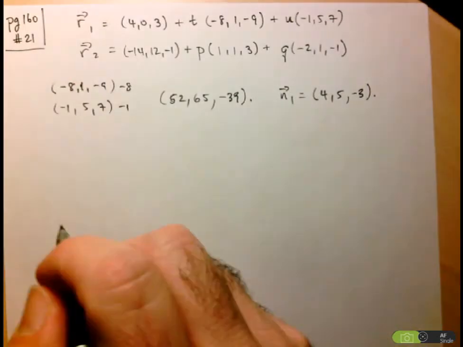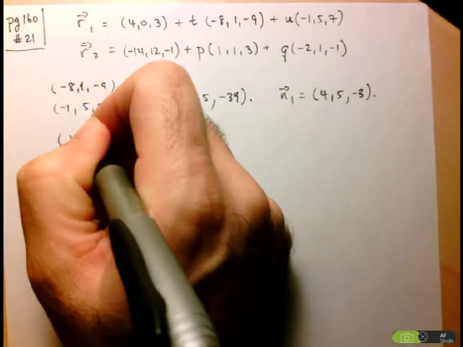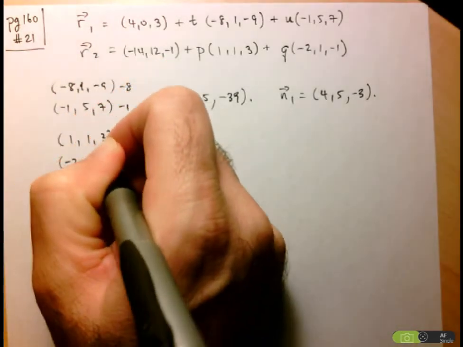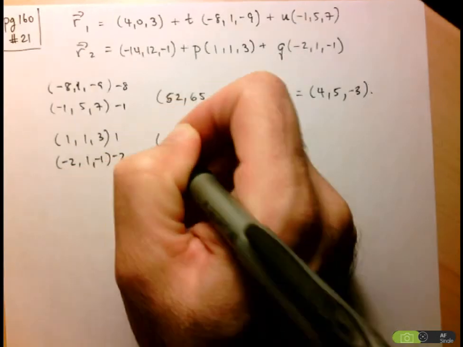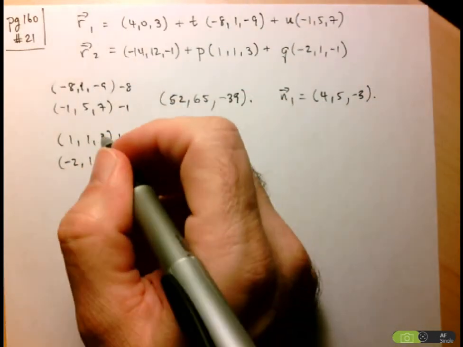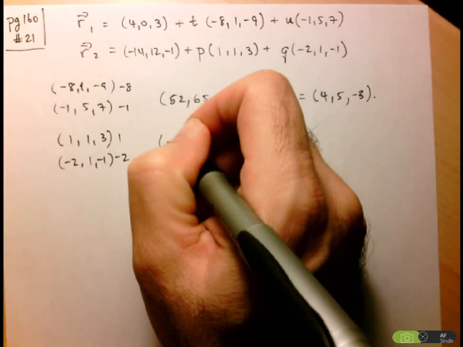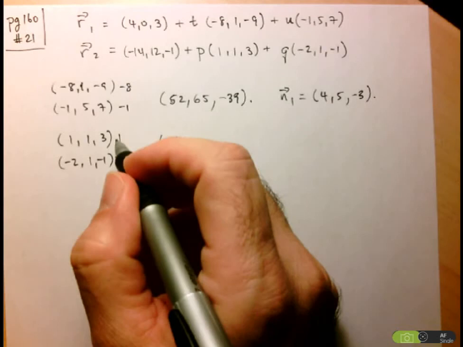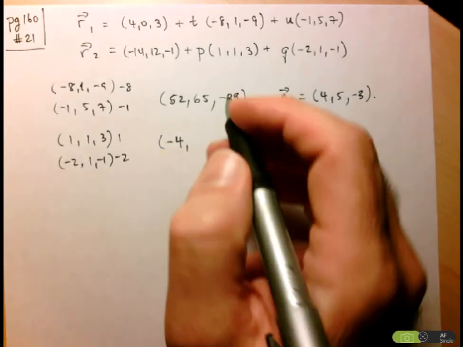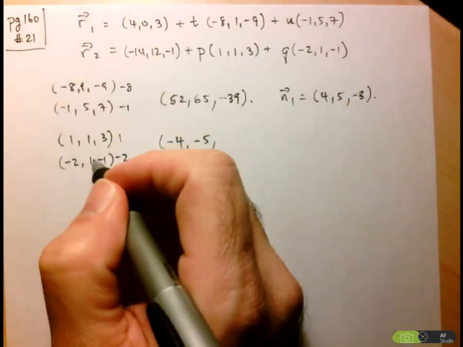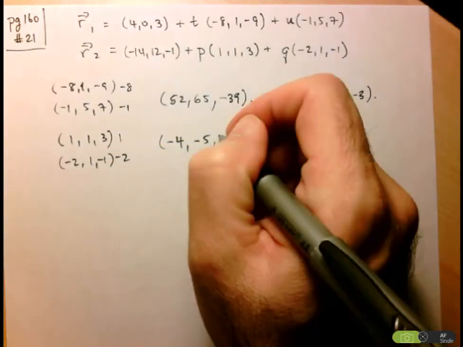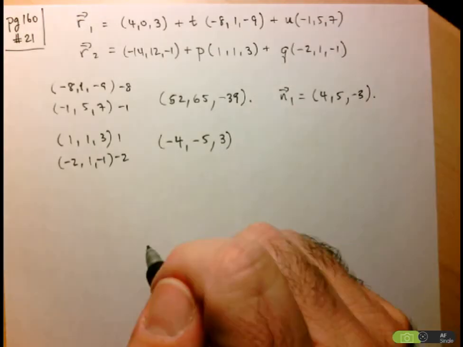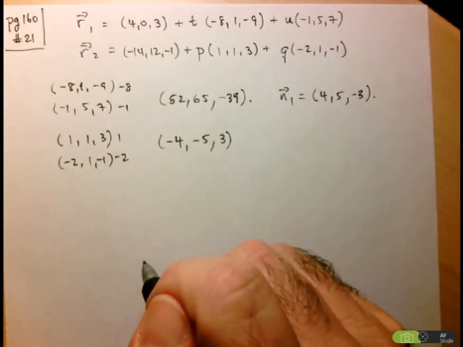Now let's find the normal vector for the second plane. So we've got 1, 1, 3, and -2, 1, -1. Here we've got -1 minus 3 is -4. Okay, that's promising so far. Then we have -6 plus 1 is -5, and then 1 plus 2 is equal to 3. And we see that these two vectors are indeed parallel. Hence we know the planes are parallel.